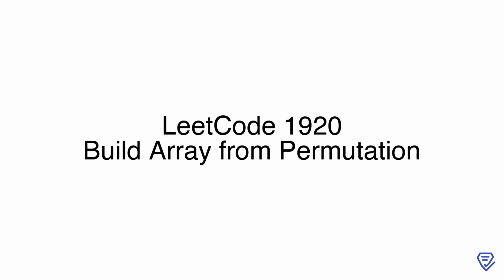Welcome to this problem walkthrough. Today, we'll explore an interesting problem from LeetCode, number 1920, Build Array from Permutation. This problem challenges us to construct a new array based on specific relationships between the indices and values of an input array. Let's dive in and understand how to approach this step by step.